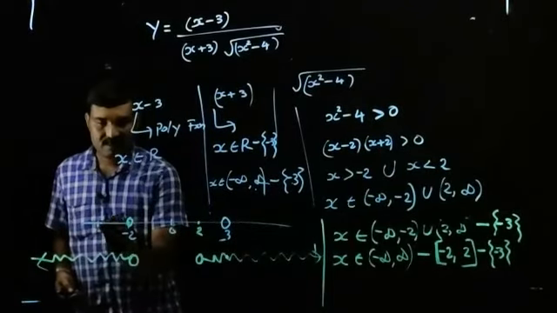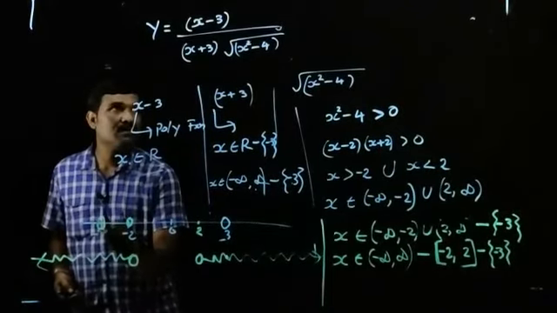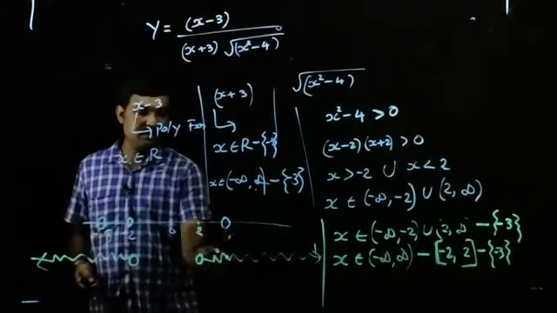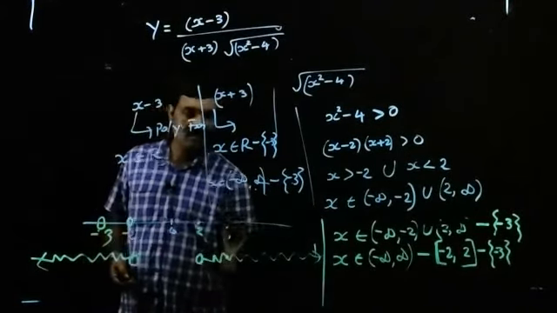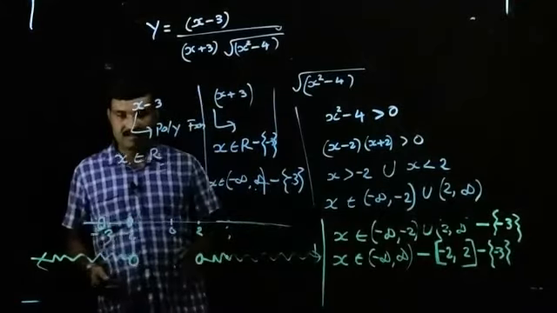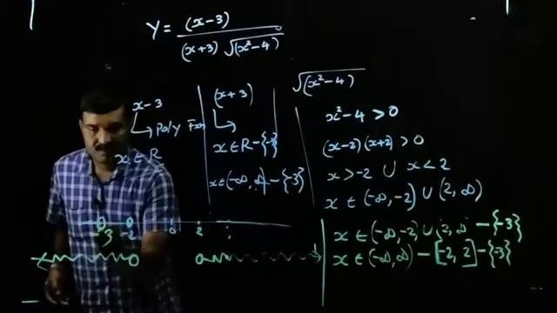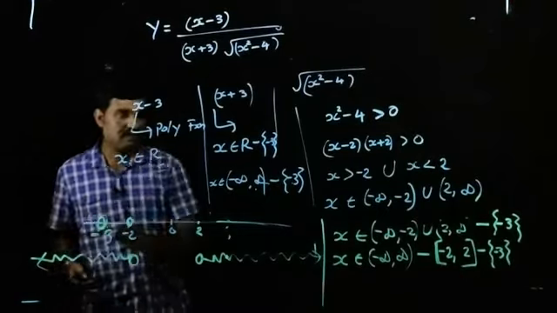-3 will come here, not here. This is +3. -3 here, this point is excluded.